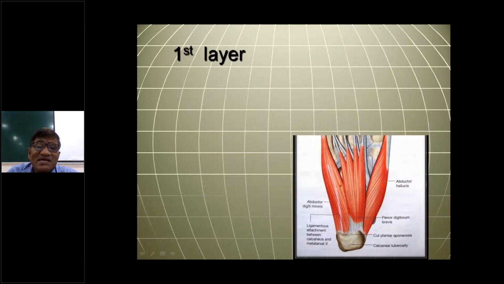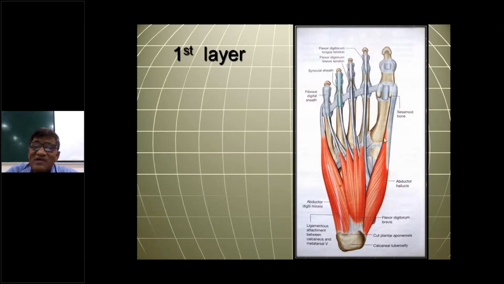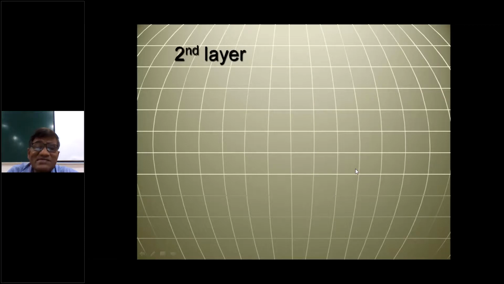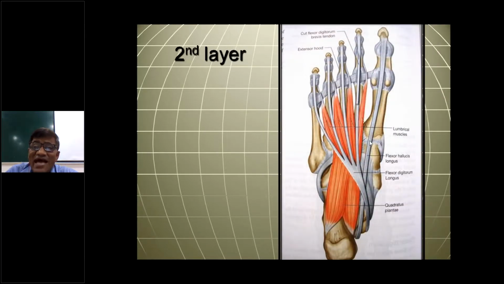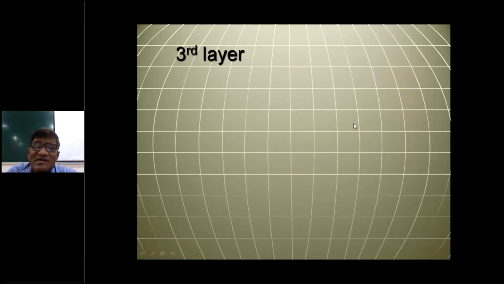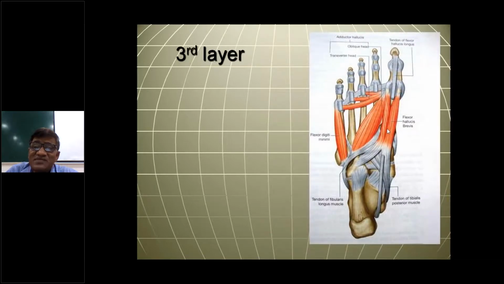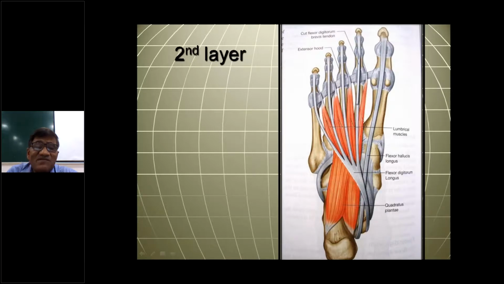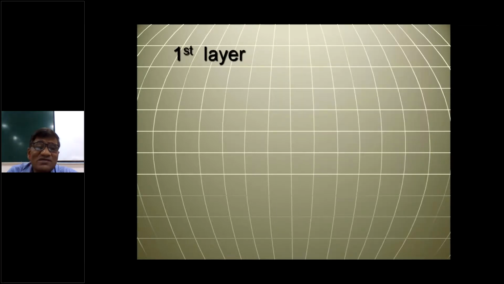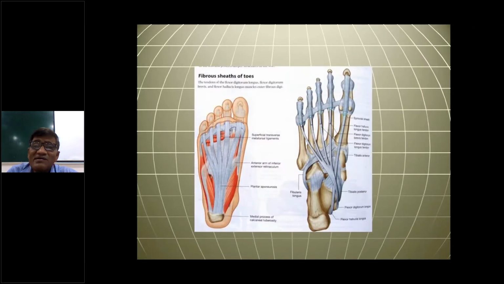And if you look at the muscles of the first layer, abductor hallucis, and then the middle half of the flexor digitorum brevis. And if you look at the muscles of the second layer, flexor hallucis longus, and then the middle half of the flexor digitorum longus. And even the flexor hallucis brevis of the third layer. All these act as tie beams for the medial longitudinal arch. So beautiful tie beams.